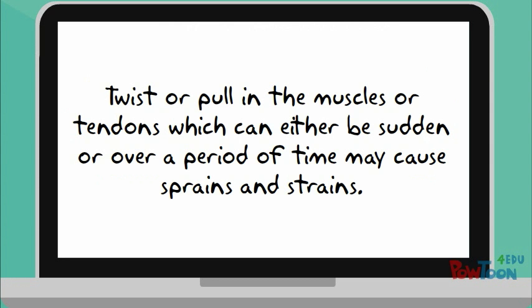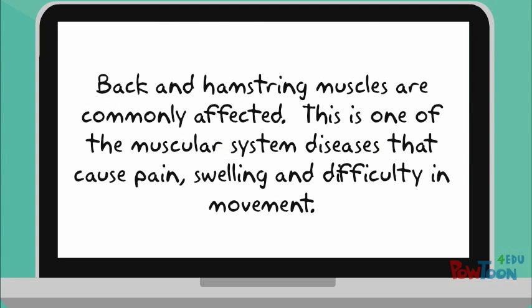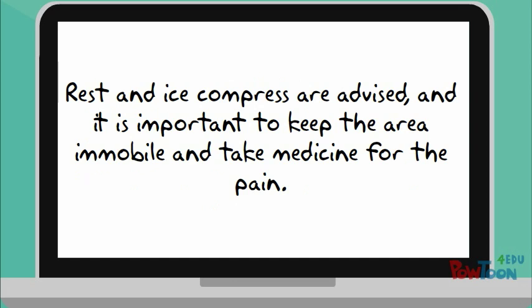Twist or pull in the muscles or tendons, which can either be sudden or over a period of time, may cause sprains and strains. Back and hamstring muscles are commonly affected. This is one of the muscular system diseases that cause pain, swelling, and difficulty in movement. Rest and ice compress are advised, and it is important to keep the area immobile and take medicine for the pain.